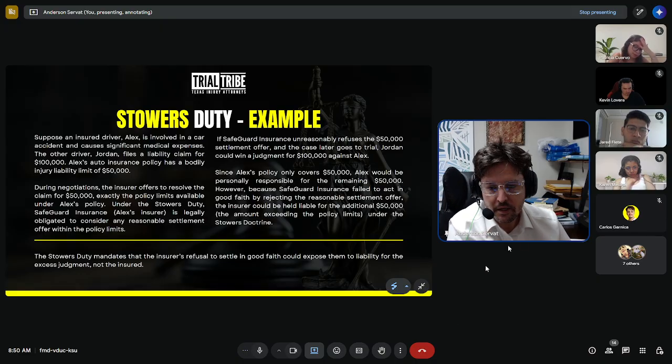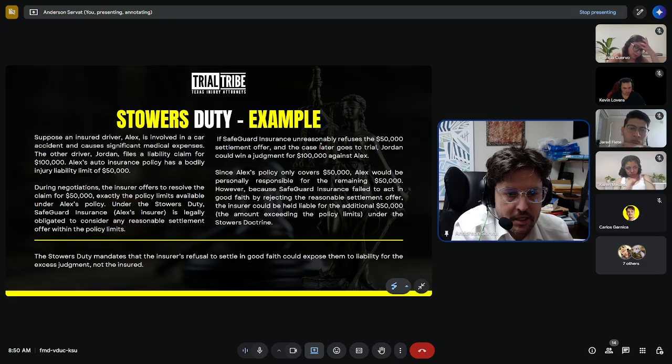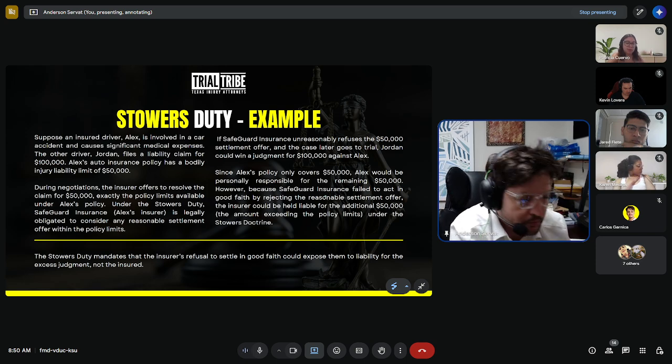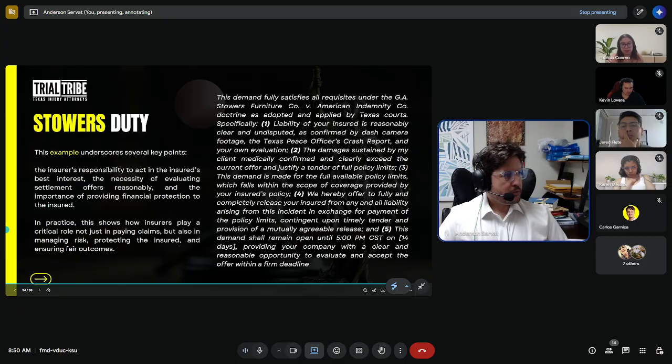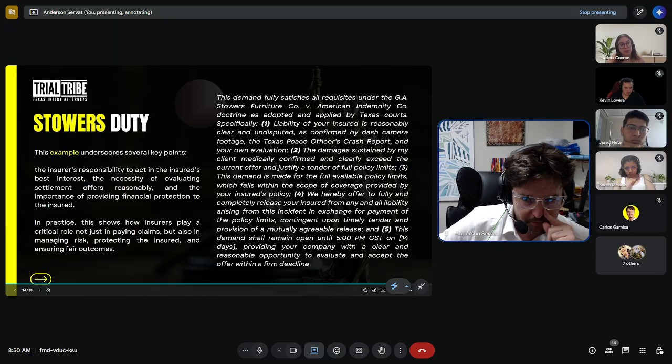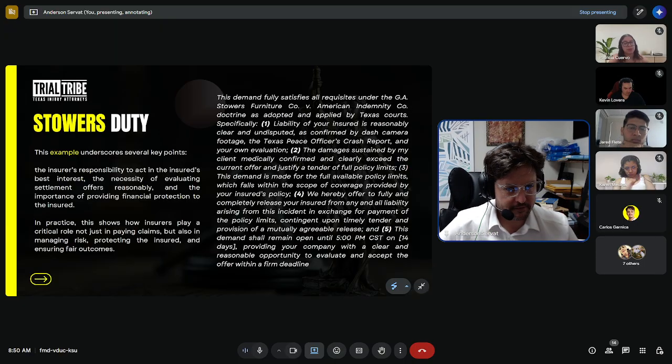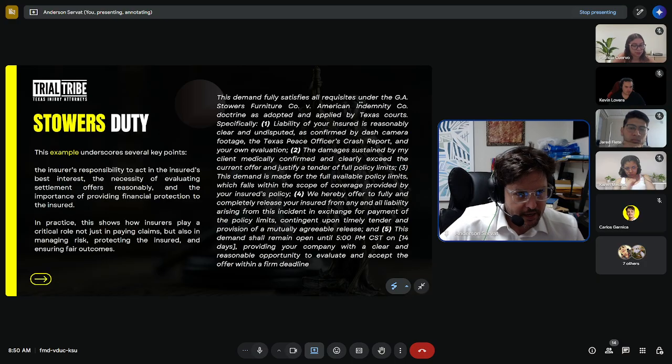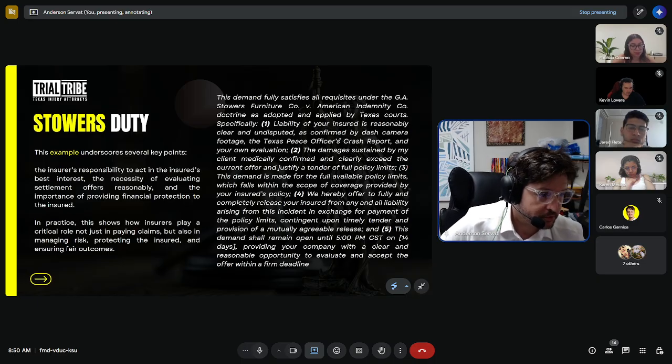In this scenario, like you can see here, the insurance has a $100,000 bill and didn't pay, so it's basically what I said here. I don't know if you read it before, but it's basically the same thing. In this situation, when I send the letter, I always put in the last paragraph a reference to cases such as G.A. Stowers versus American Indemnity. One, the other driver is liable, so that's why we need liability in the first place.